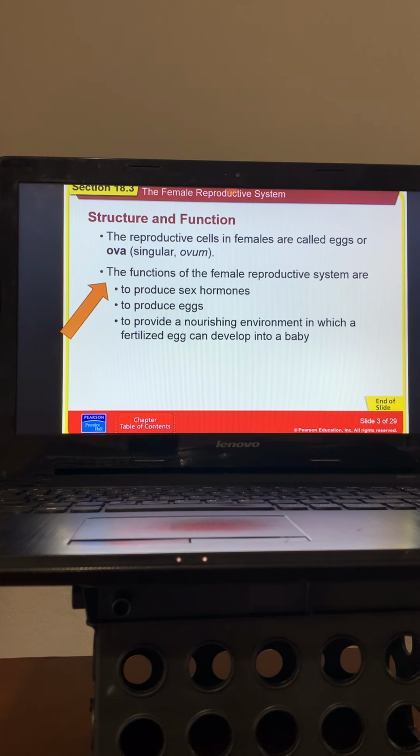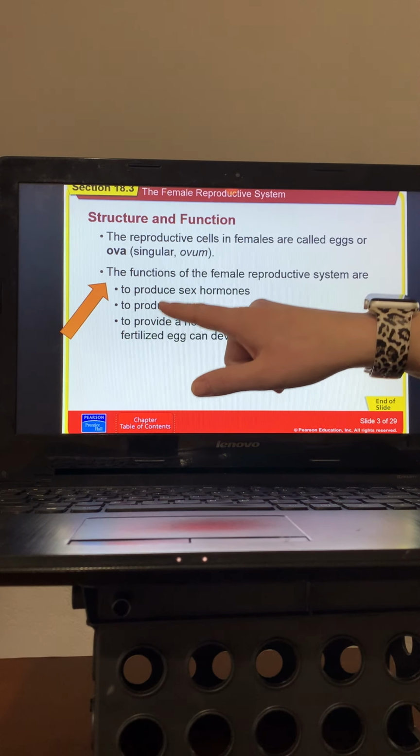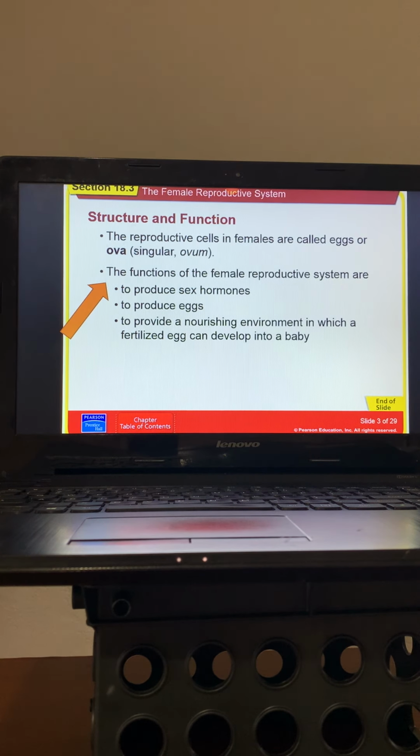The third function is to provide a nourishing environment in which a fertilized egg can grow and develop into a baby. So if a woman is pregnant, then her reproductive system is going to be the environment where it will grow and develop into a baby. So you need to write down these 3 main functions.